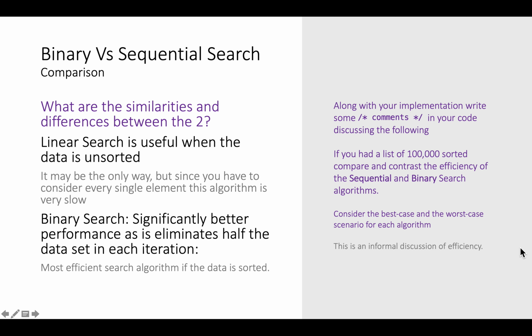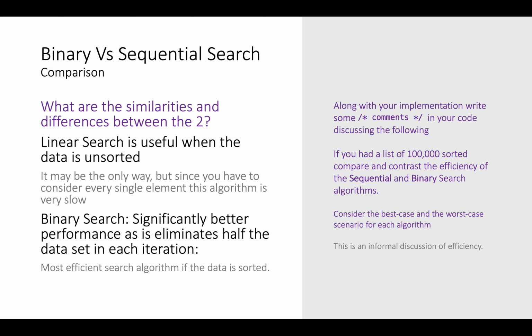If you had a list of 100,000 sorted elements, compare and contrast the efficiency of the sequential and binary search algorithms. So these are sorted lists, yeah? I want you to consider the best case scenario and the worst case scenario for each algorithm. Now, what is the best case? The best case is what is the shortest number of iterations for me to find my element? What is the worst case? What is the largest number of iterations for me to find my element, right?